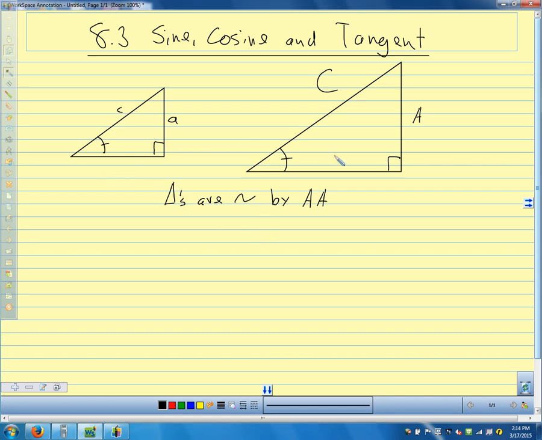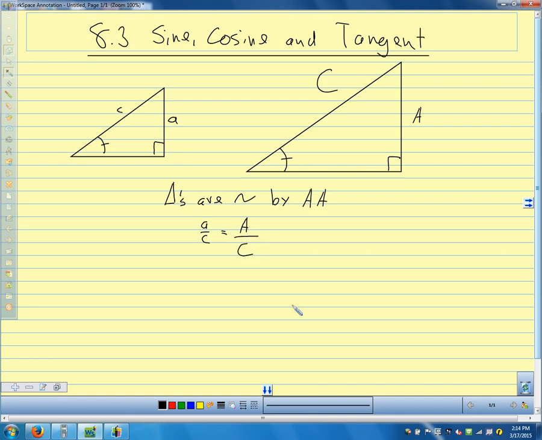So that means no matter how big or how small these triangles are, they're going to be similar. And what did we say about the corresponding sides of similar triangles? They are not congruent, but similar. What was our big technique in the similarity chapter? Write a ratio of proportion. So the corresponding sides are going to be proportional. So we could say A over C equals big A over big C.